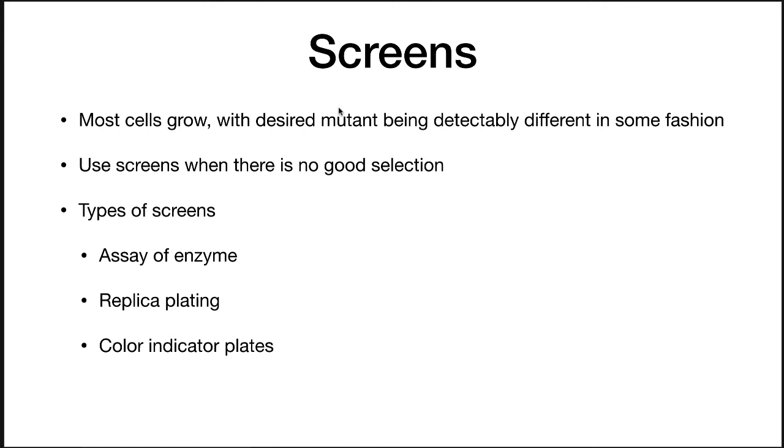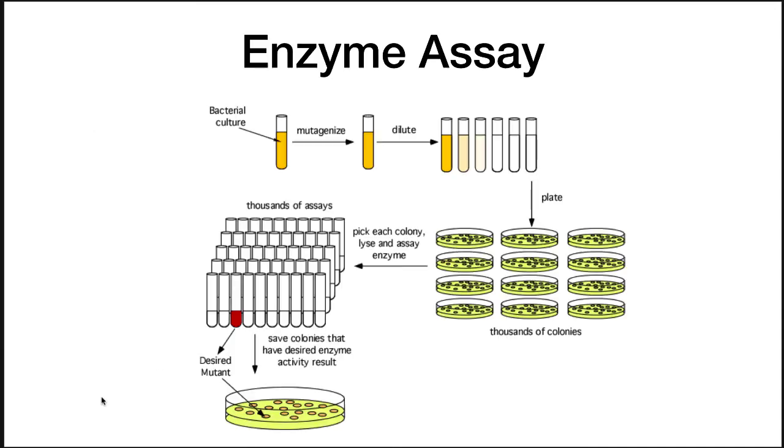If you can't select for your mutation or your change, you will use a screen to find it. In screens, most cells grow and the desired mutant is detectable. You can detect it in some fashion. You use screens when there is no good selection, and there's a number of different types of screens, and we'll talk through them. Assays, you can assay an enzyme that you're interested in. You can use replica plating. You can use color indicating plates.